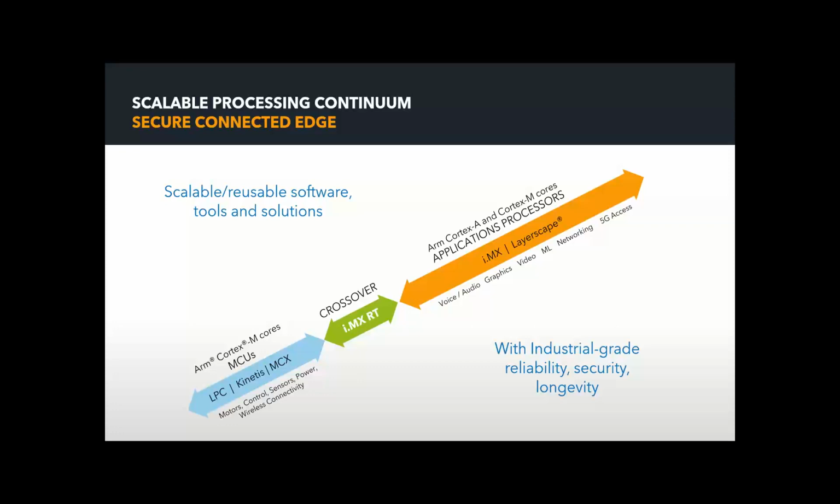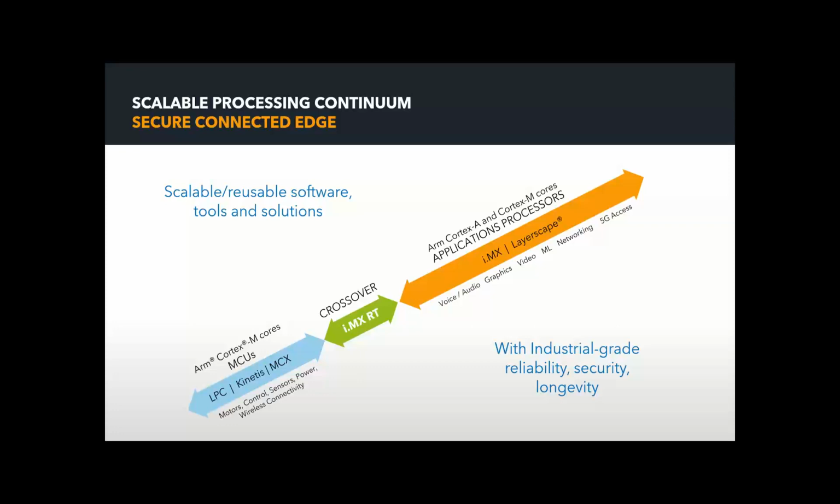If you look at the very right-hand side, those are our application processors, meaning those are Cortex-A core based, running your Linux and Android operating systems. We have the i.MX, very much focusing on multimedia, video, audio processing, and we also have Layerscape for networking.